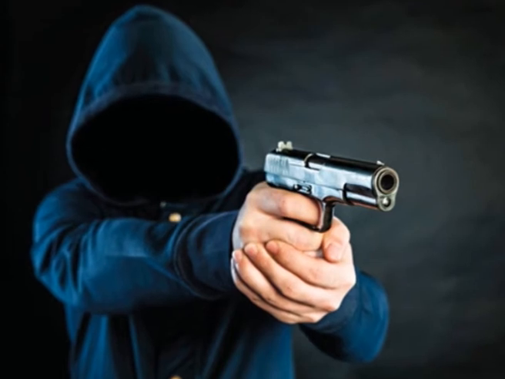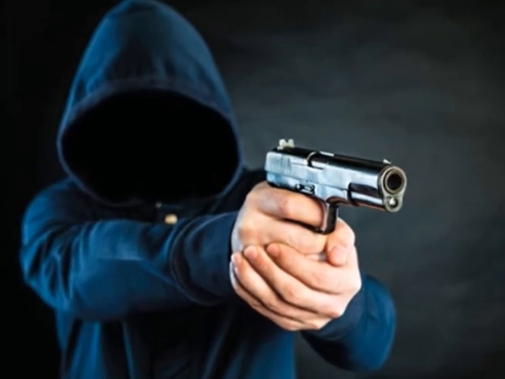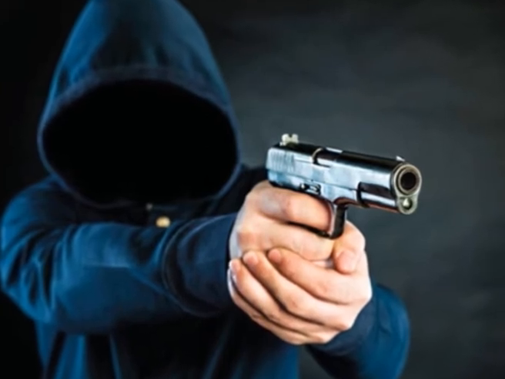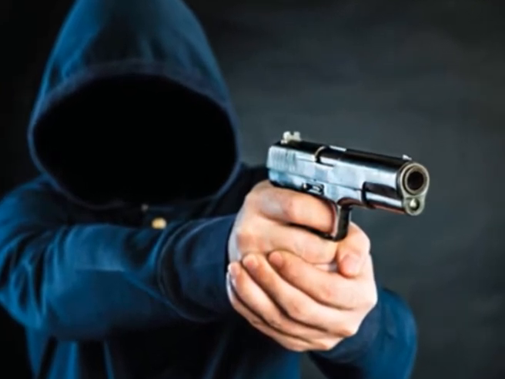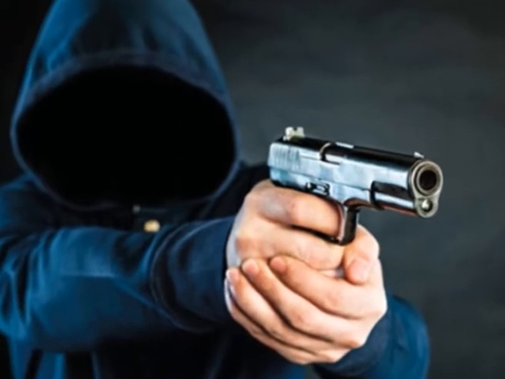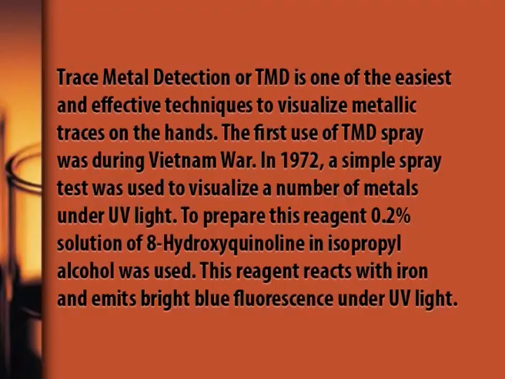The very peculiar shape of the weapon, the way of holding it, and the major fact that most of the portions which are in contact with the hand are covered with non-metallic substances in the form of grip plates, mean the signature from the metal traces left on the hands should be easily identified as that of the weapon. Trace metal detection, or TMD, is one of the easiest and most effective techniques to visualize metallic traces on the hands.